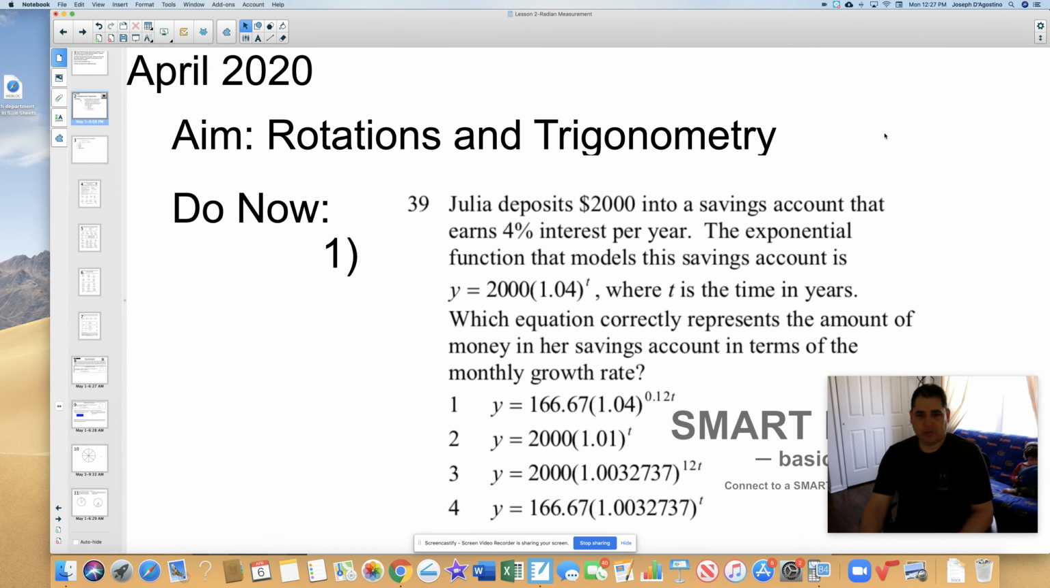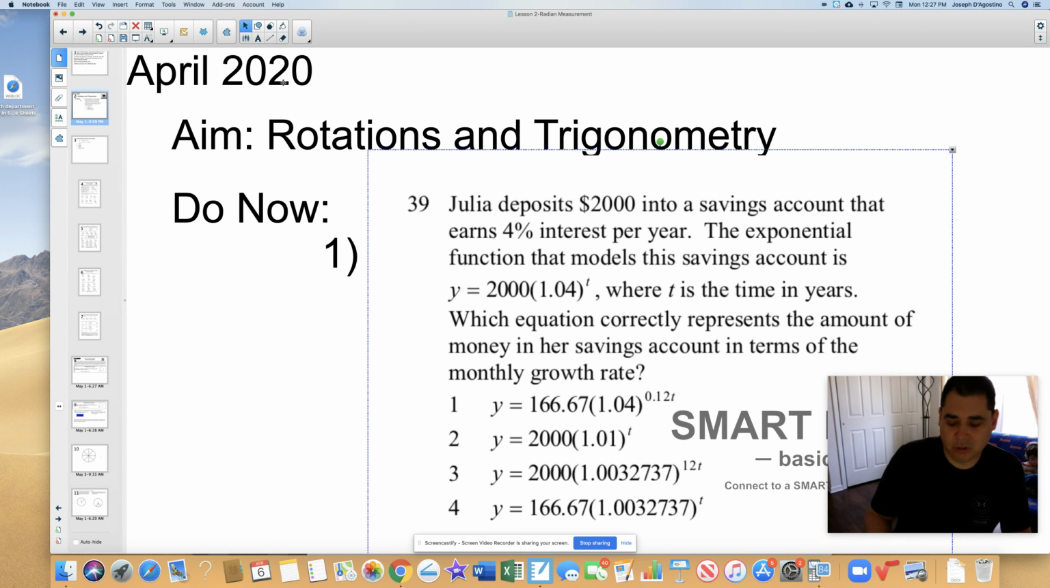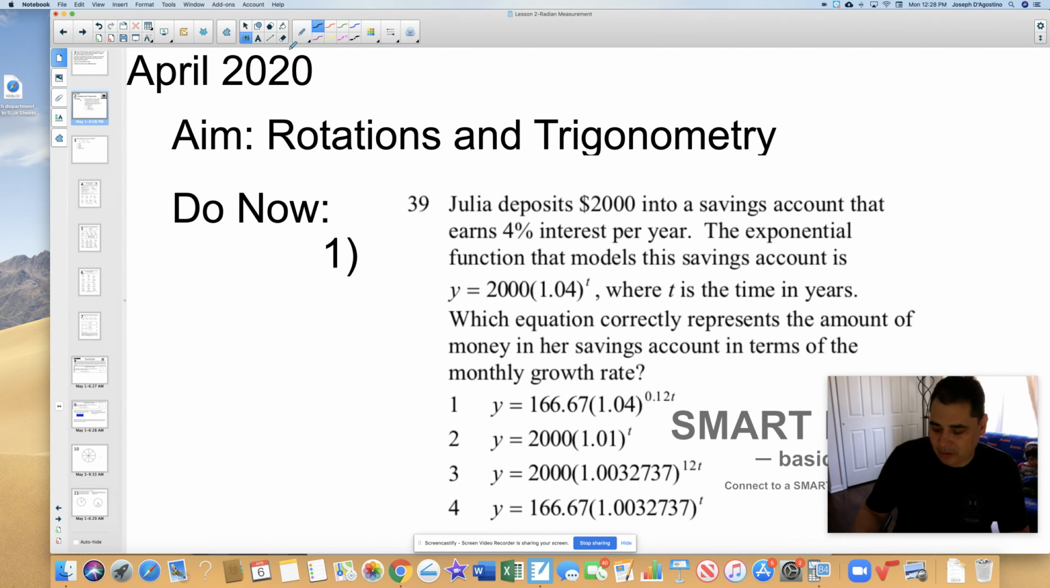Alright, the first question. Julie deposits $2,000 into a savings account that earns 4% interest per year. The exponential function that models this savings account is y equals 2,000 times 1.04 raised to the t, where t is the time in years. That's very, very important. That will make you understand the problem and get the answer correct. You'll see in a second when I go over it.